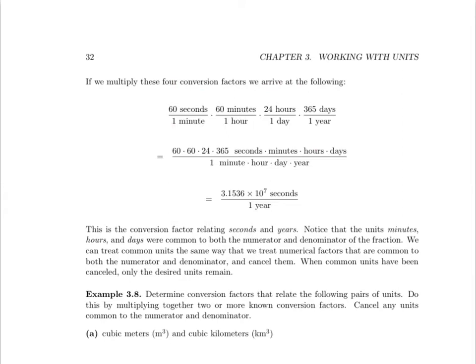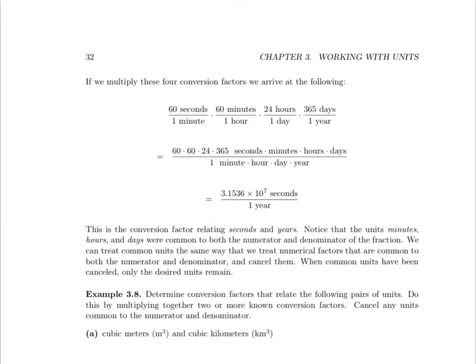Notice what happens when we multiply these 4 conversion factors. To multiply these 4 fractions, we multiply the numerators, the 4 numerical values there, that would give us this product, and we multiply the denominators, which means we multiply all of the 1s, which gives us a product of 1 in the denominator. We also treat the units the same way we treated the numerical values.